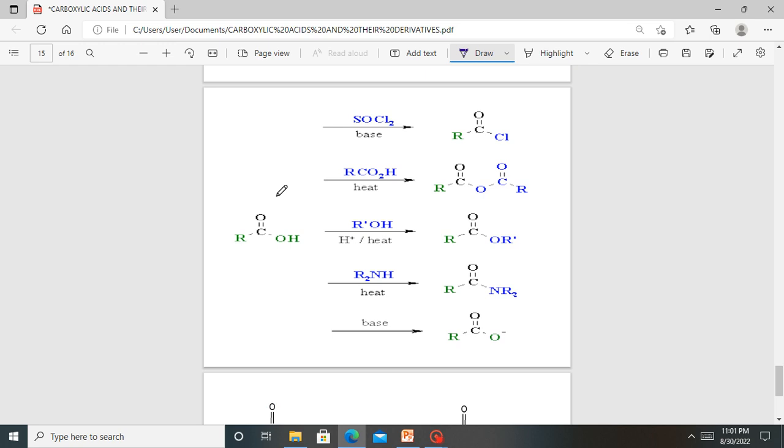A few ways of synthesizing them include: if you have carboxylic acid here and you add thionyl chloride, thionyl chloride in a base is going to form an acyl chloride. Carboxylic acid plus another carboxylic acid will give you an acid anhydride. Carboxylic acid in an acidic solution of alcohol will give you an ester. Carboxylic acid with an amine will give you an amide. Then a carboxylic acid with a base will give you a carboxylate ion.